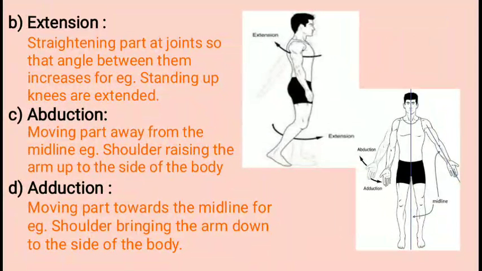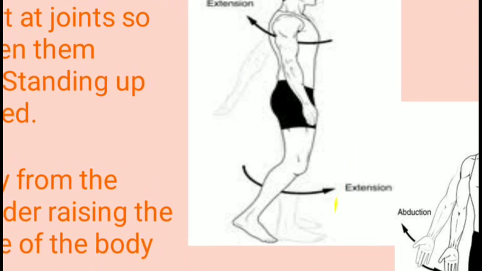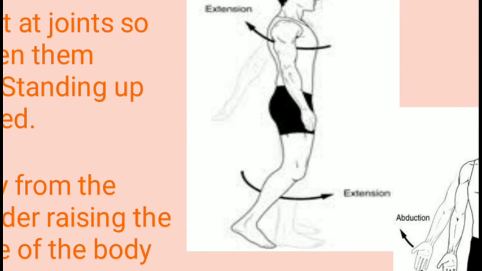Here the angle increases. It is considered, for example, standing up, knees are extended. When you sit down, the angle at your knee is less, so that is considered flexion. When you stand up, you can find there is a straightening part at the joints, so here the angle will increase, so that is considered an extension. So you can see in the picture the legs, the extending part.